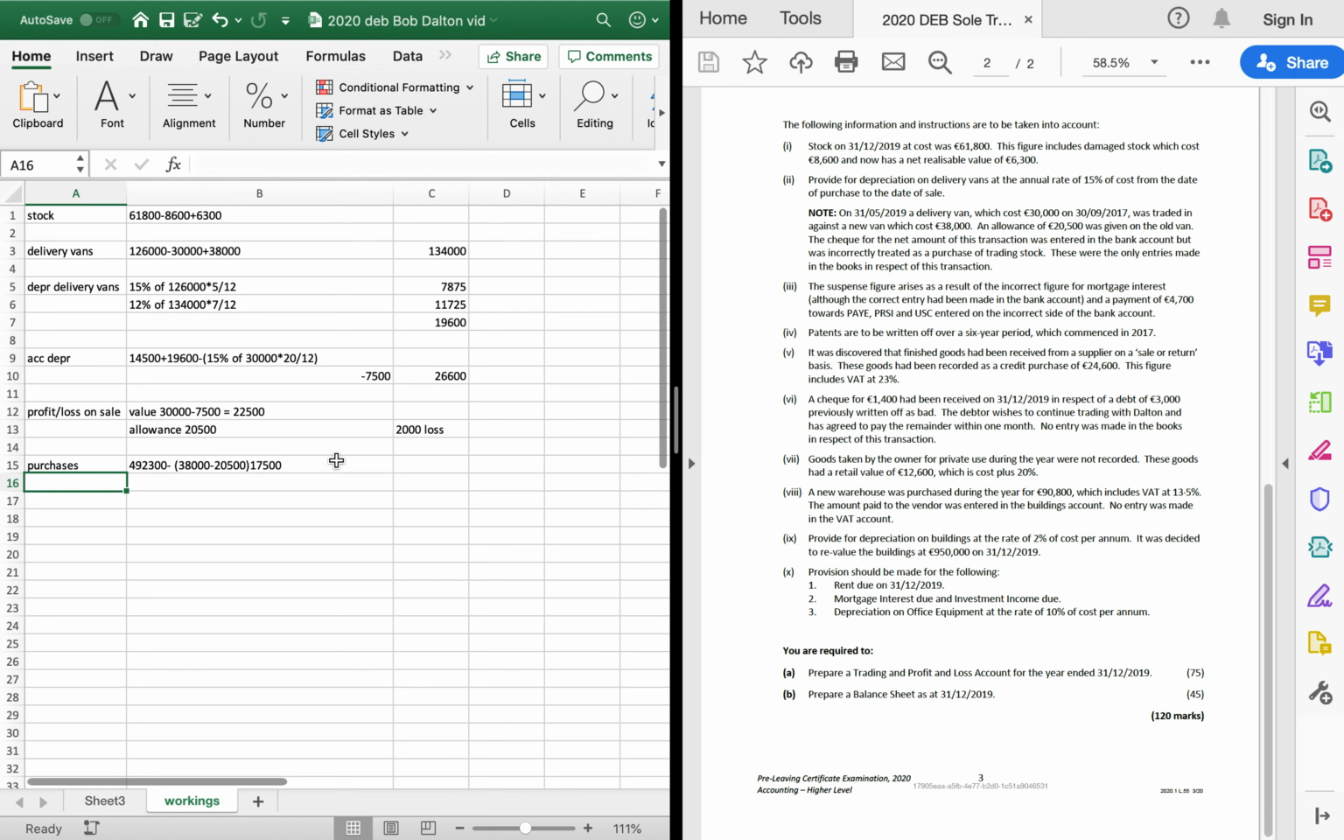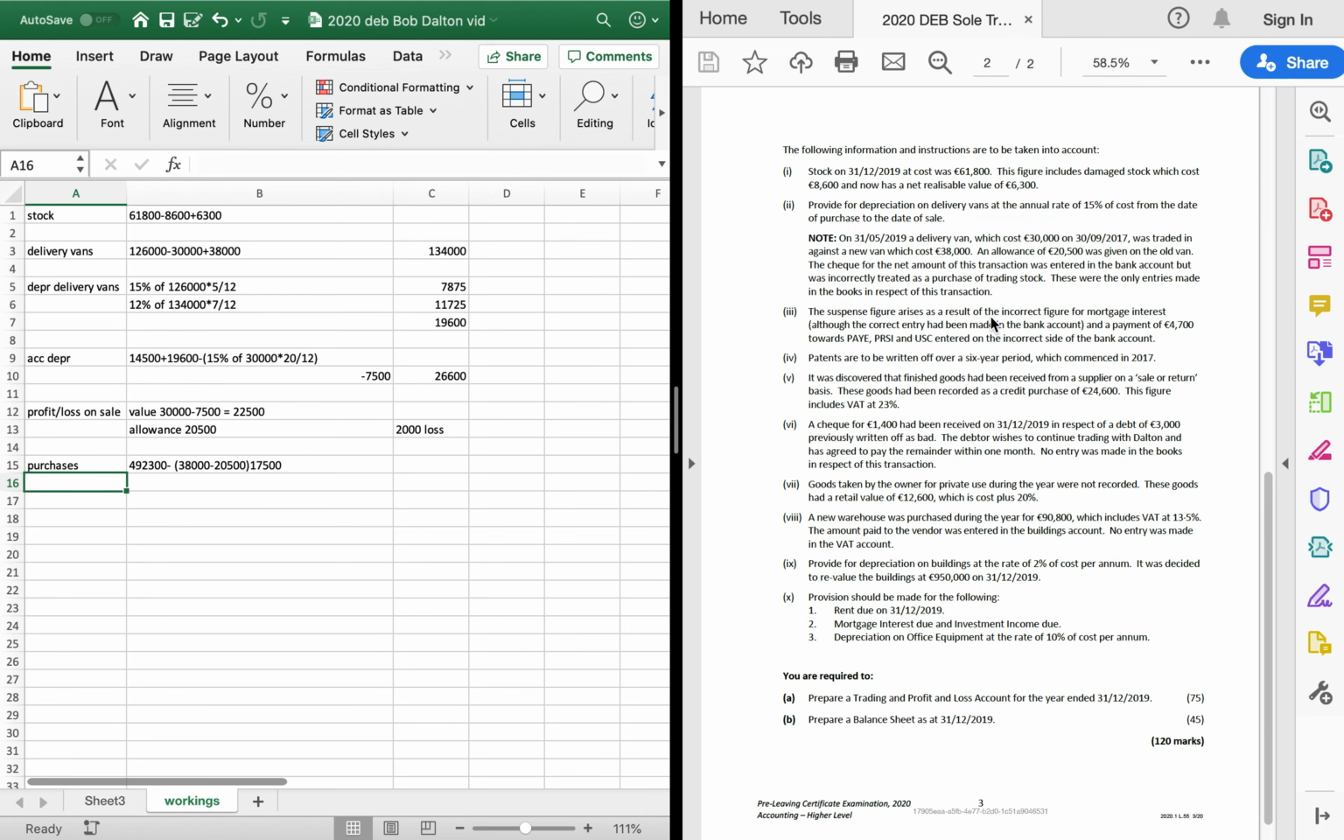Working 3, the suspense working. Now, this part, it's not new or anything. You've seen it in suspense questions and all that. It's tricky. I'm going to show it to you using a T account just to make things easy. But the first part is fine. It's the incorrect figure for mortgage interest. So it's our mortgage interest working.